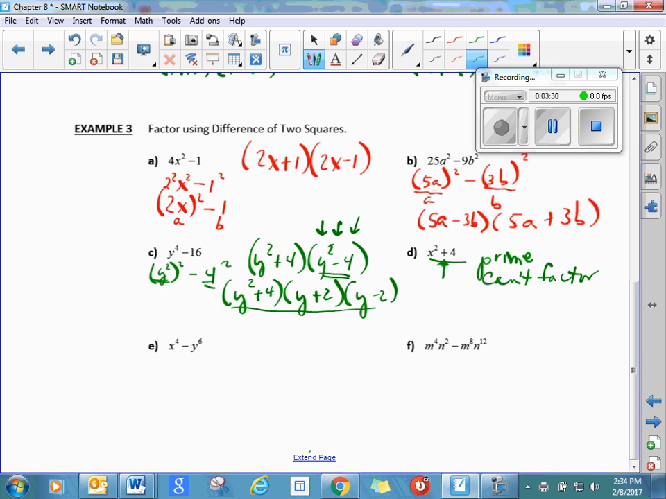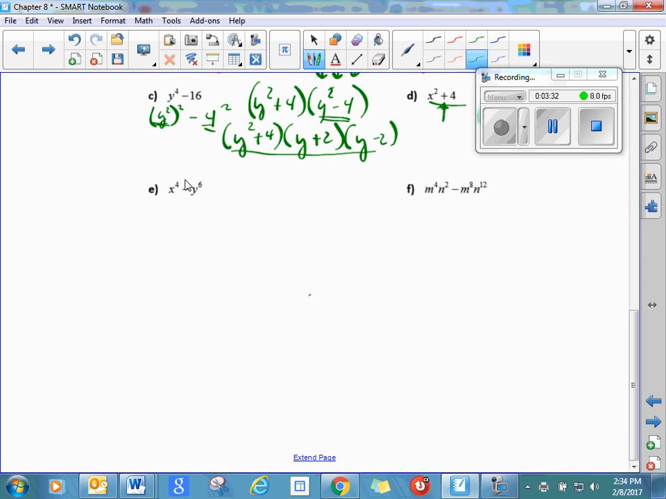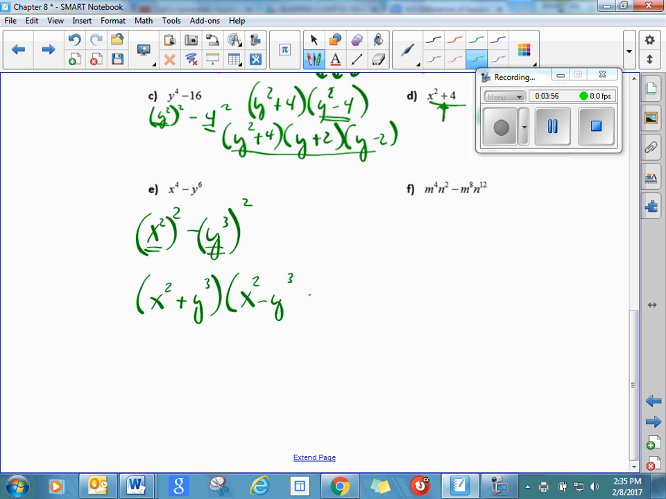All right, last two on the page. X to the 4th, y to the 6th. Okay, I can think of this as x squared, squared. There's the different sign. This is y cubed, squared. So here's my a, here's my b. So I have x squared plus y cubed, x squared minus y cubed. I ask myself, can I go any further? Well, I've got a difference here. X squared is a square, but y cubed is not. So I am finished.